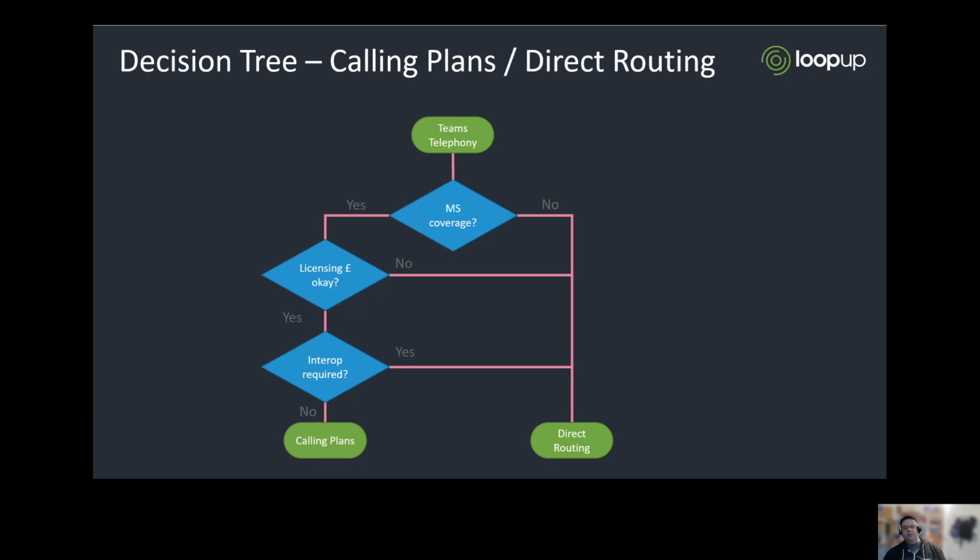But as a rough idea, if you're wanting to add telephony into Teams, there's a very basic question of, if you're deciding between direct routing and calling plans, does Microsoft have calling plan coverage in the countries that you want? If the answer is no, you have to go for some form of direct routing, be that self-hosted or partner-hosted. It doesn't matter. You don't have a choice. If Microsoft do provide the coverage that you need, you then look at the licensing costs. Does it stack up, and does Microsoft allow you to bundle the minutes in a way that is economically viable for you as a business?